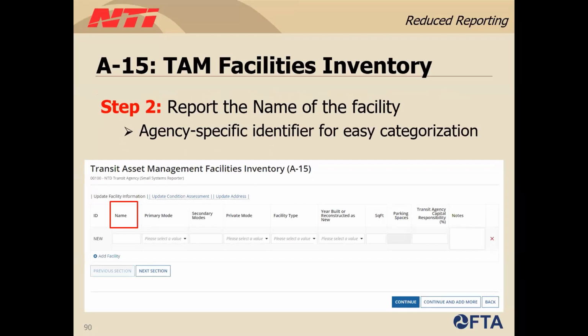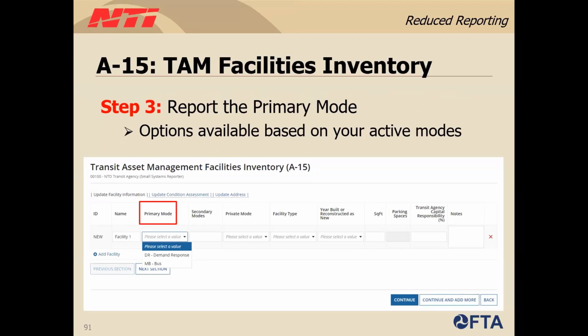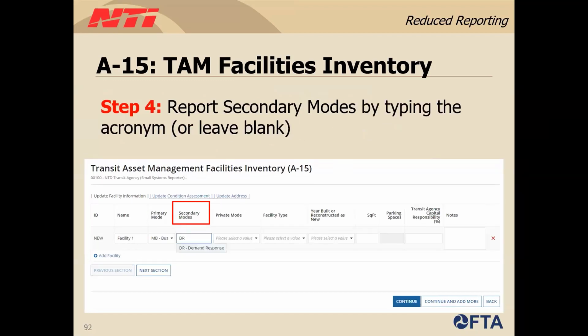Next, you will fill out the name of the facility. You can write it whatever you'd like that makes it easily identifiable for you. Then you'll fill out the primary mode that this facility serves. If the facility serves more than one mode, you should choose a primary mode that it predominantly serves. And in the next field, you can identify any other mode served as a secondary mode. Secondary modes should be added for any other modes that the facility serves, or it can be left blank if it does not serve any other modes. The secondary mode field is not a drop-down menu, so you will need to start typing before options appear.